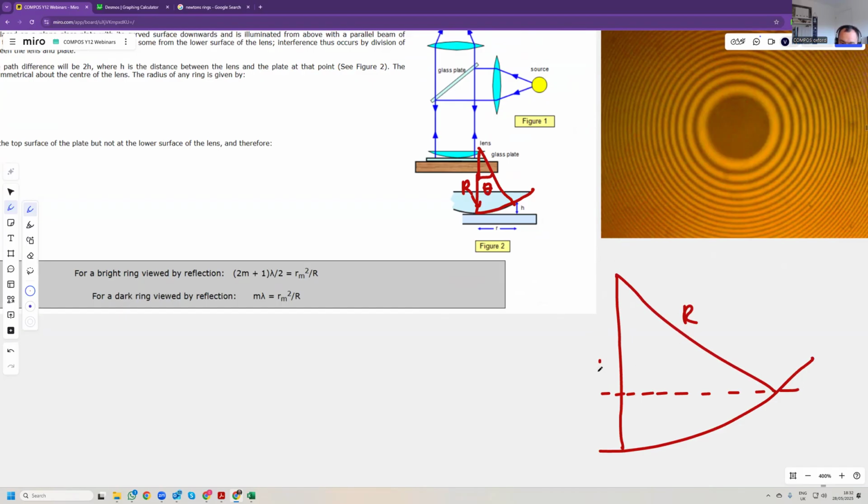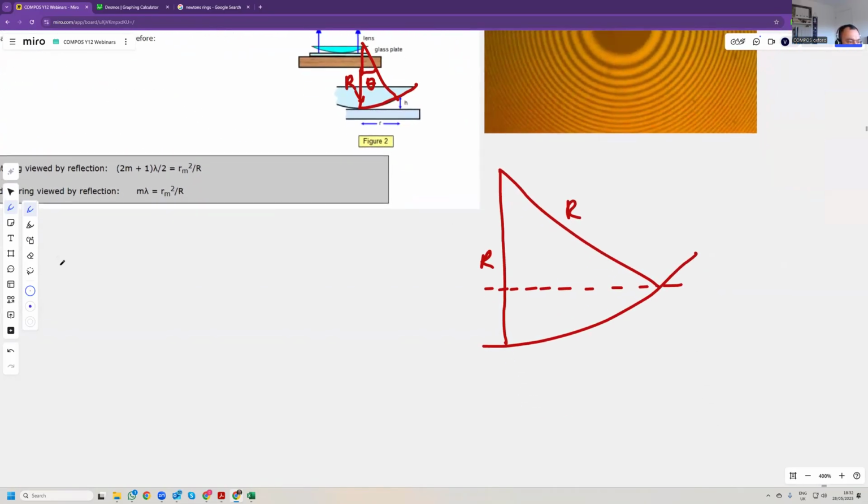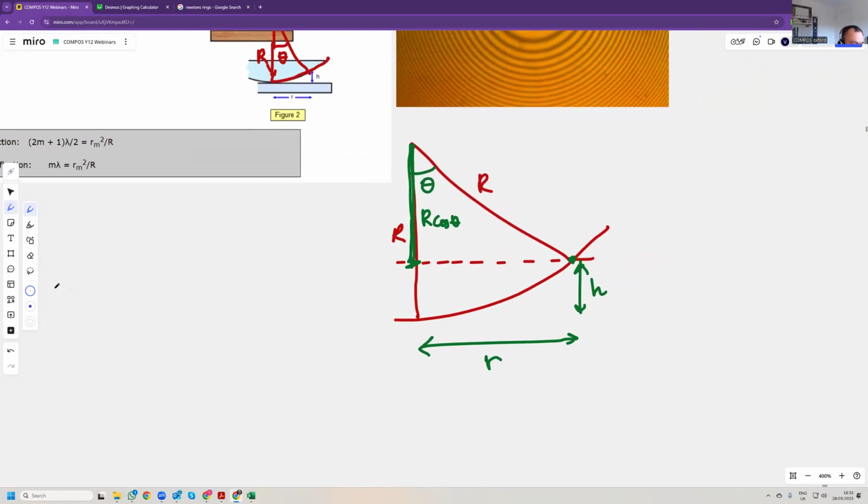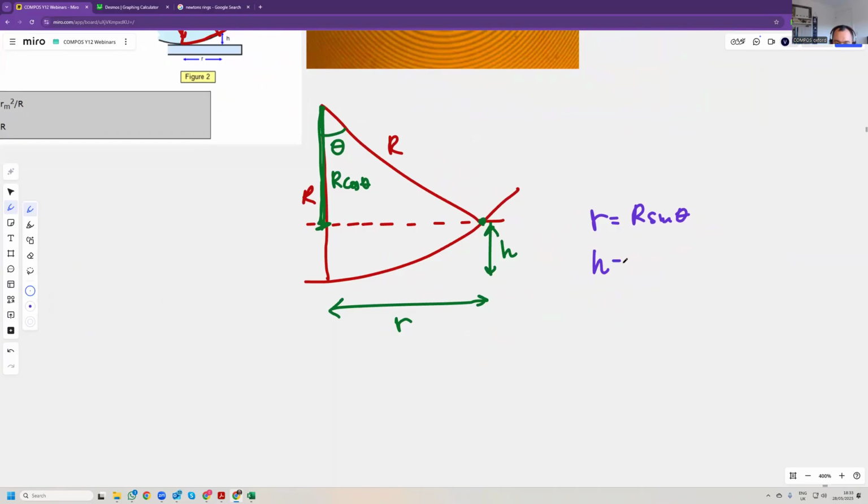So you have the radius here, the radius here. Now this line, and if this angle is theta, then you have this line. This is r cos theta. And here, this is h, and this is small r. But at the same time, you can say that small r is R sine theta, and h is equal to R minus R cos theta.